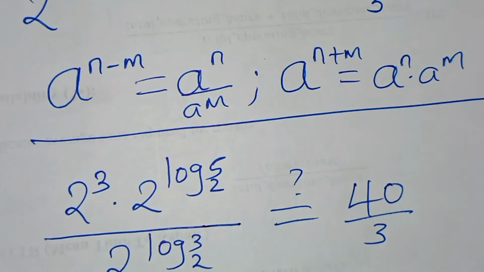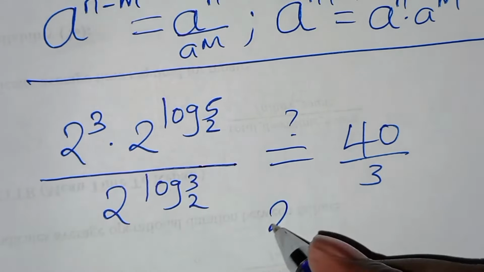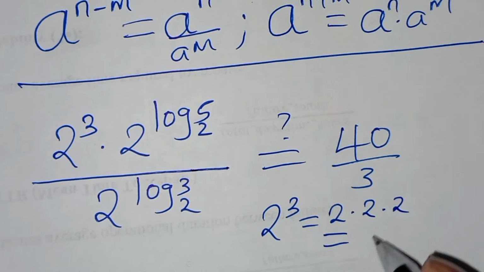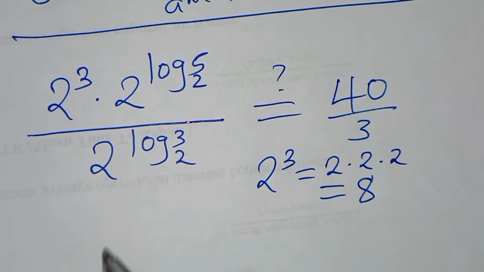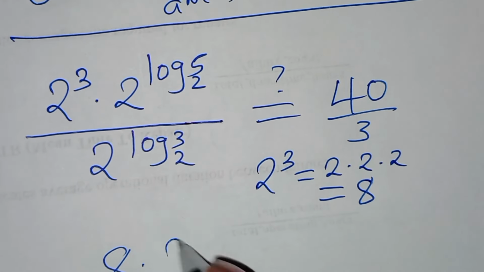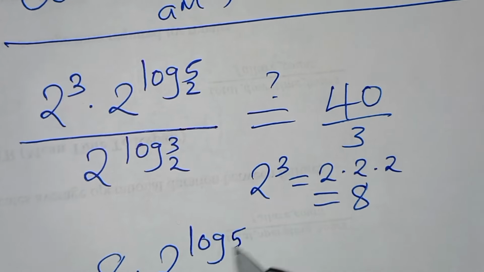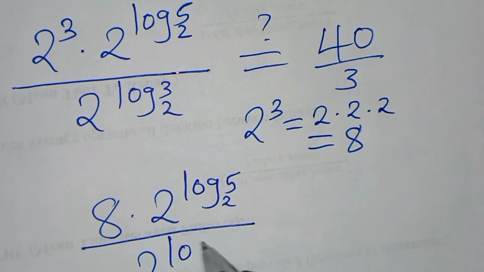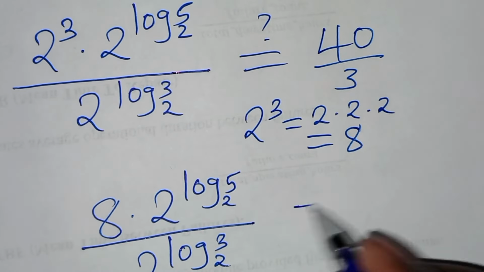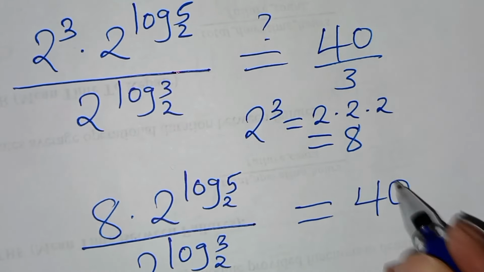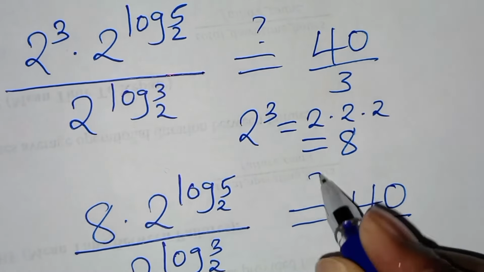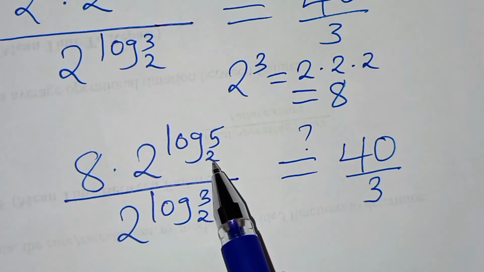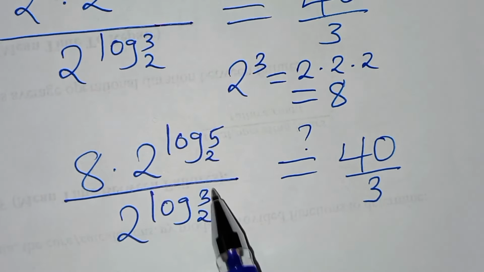So let's check if this is true. Now 2 to power 3 here, this is the same thing as 2 times 2 times 2, and this is equal to 8. So we have 8 multiplied by 2 to power of log 5 to base 2 divided by 2 to power of log 3 to base 2. This should give us a value of 40 over 3. Now, from here, we have 2 to power of log 5 to base 2 and 2 to power of log 3 to base 2.